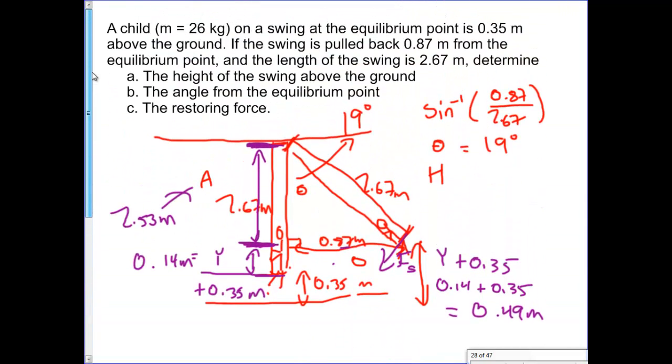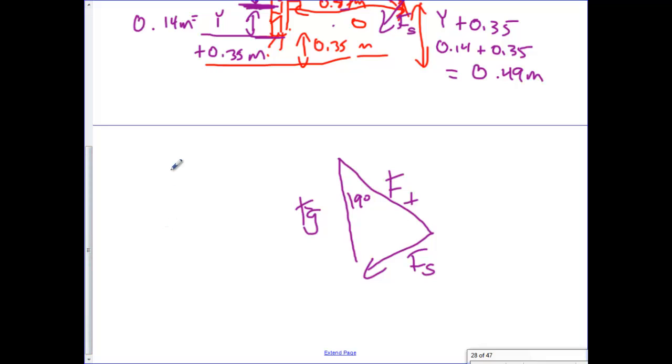Yeah, so we can find FG because I know Kinsey weighs 26 kilograms. So 26 kilograms times 9.81. And then just so you know, it's always the sine of your angle.